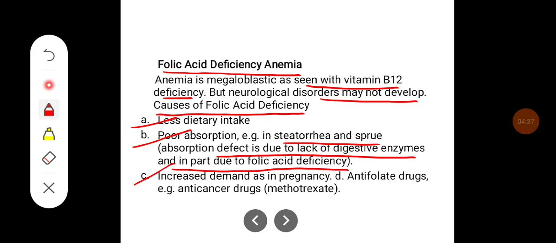Another cause is increased demand, as occurs in pregnancy. Then administration of antifolate drugs, like some of the anti-cancer drugs or methotrexate, leads to folic acid deficiency.